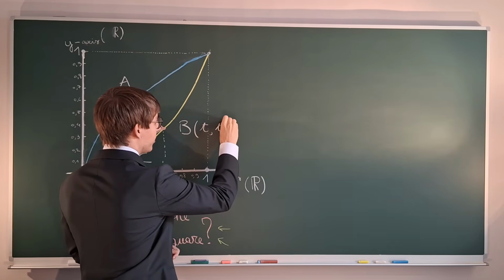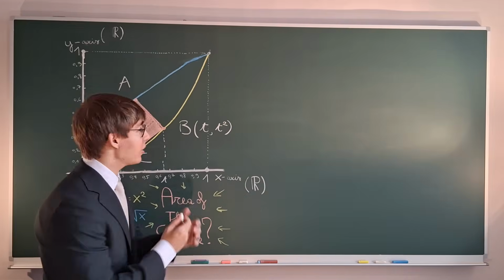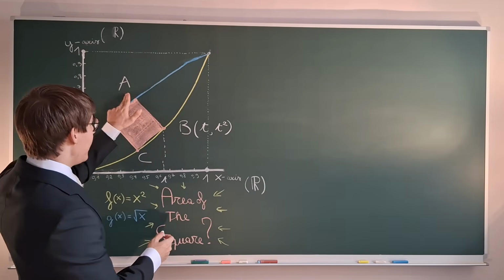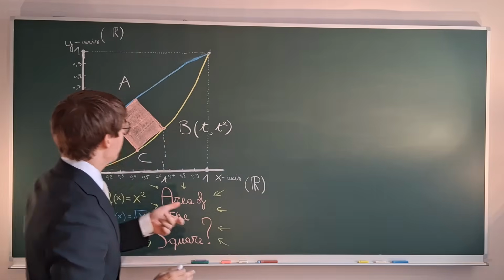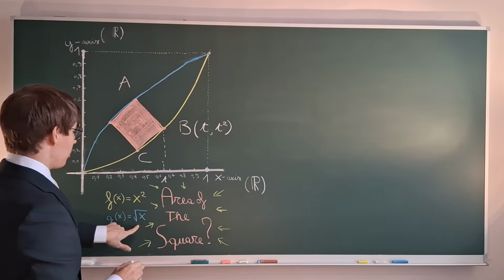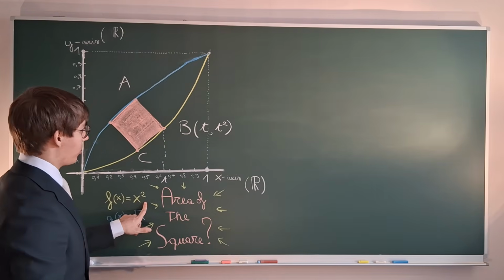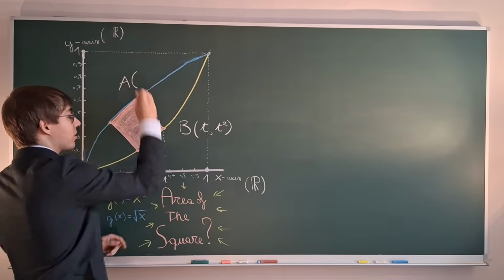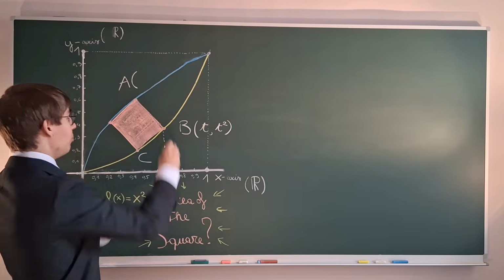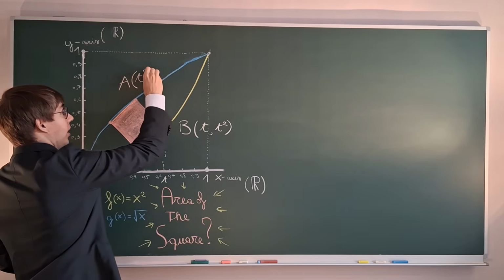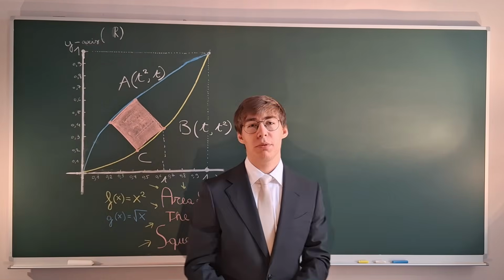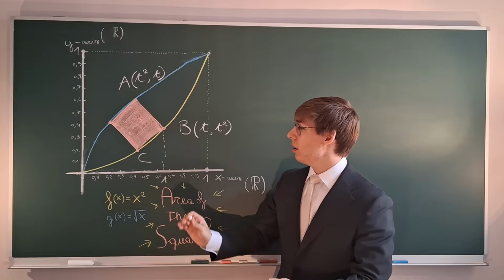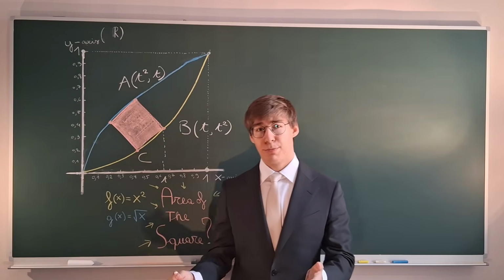t squared). Now notice that because of the symmetry, B and A lie on exactly corresponding points of these inverse functions. Which means, because the square root of x is an inverse of x squared, that the coordinates of A are x value t squared and y value t. Now the only problem is point C. We have to know what the coordinates are of this point.